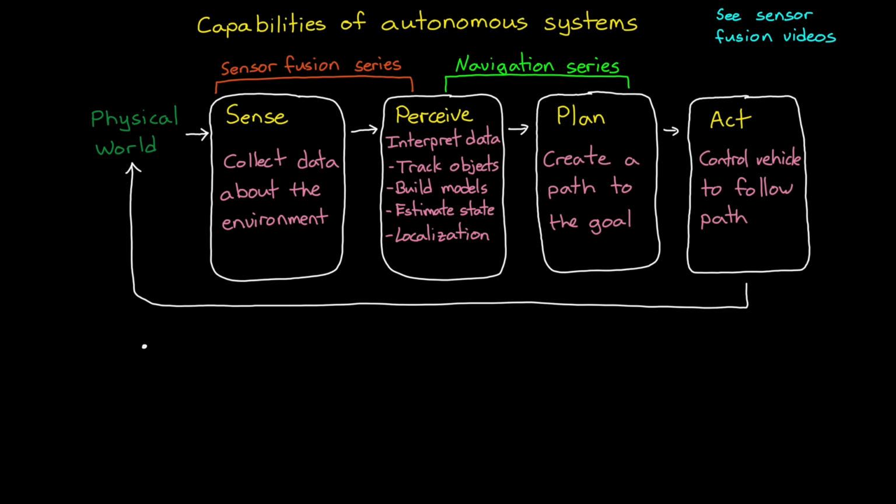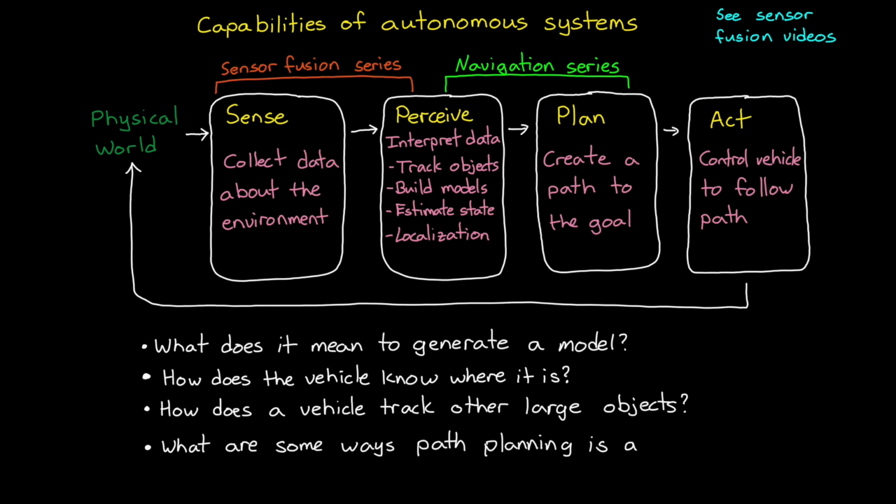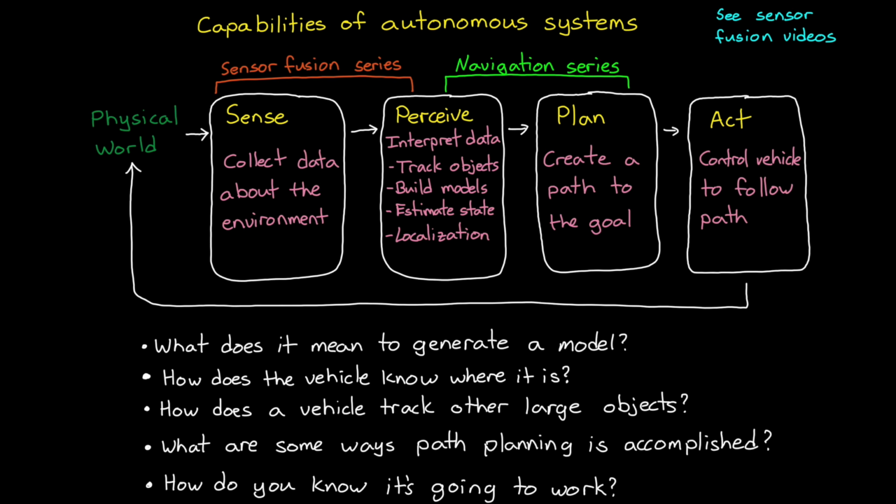And we're going to answer questions like, what does it mean to generate a model of the environment? How does a vehicle know where it is within that model? How does a vehicle track other large objects and obstacles? What are some of the ways path planning is accomplished? And then how do you know that the system is going to work in the end? So that's what you have to look forward to.